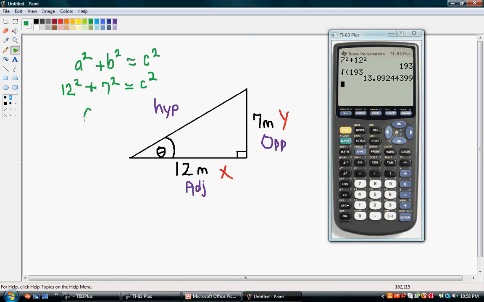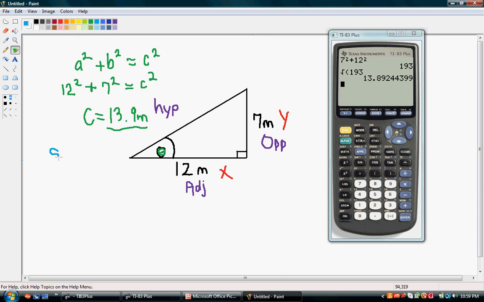And so we end up with a hypotenuse that is equal to 13.892, and we can round that to, let's say, 13.9. And our units are going to be meters, just like our sides. Alright, so here's the answer for the hypotenuse. But we still want theta here. So we are actually going to use trigonometry.